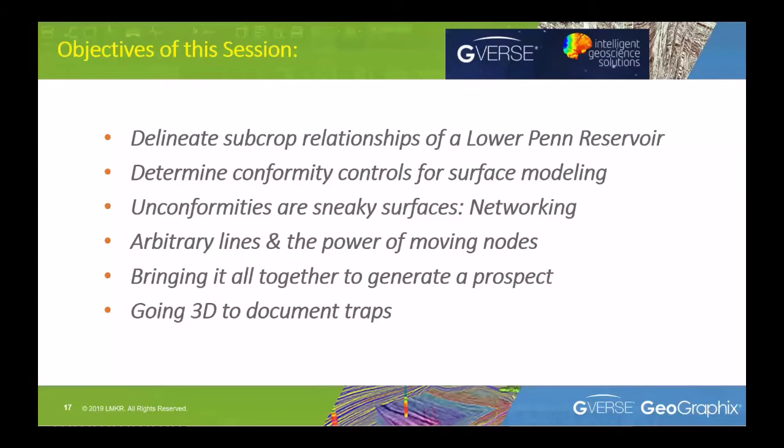We'll talk for a while about those sneaky surfaces, unconformities. Unconformities live unto themselves, and in geomodeling have to be dealt with as part of unconformity networking. We'll then do a number of arbitrary lines. One of the things I love about this geomodeling software is that it allows me to do arbitrary lines across my database. I've got over 1,000 wells that have been picked through here, but it allows me to go in between wells and see what the relationships look like.